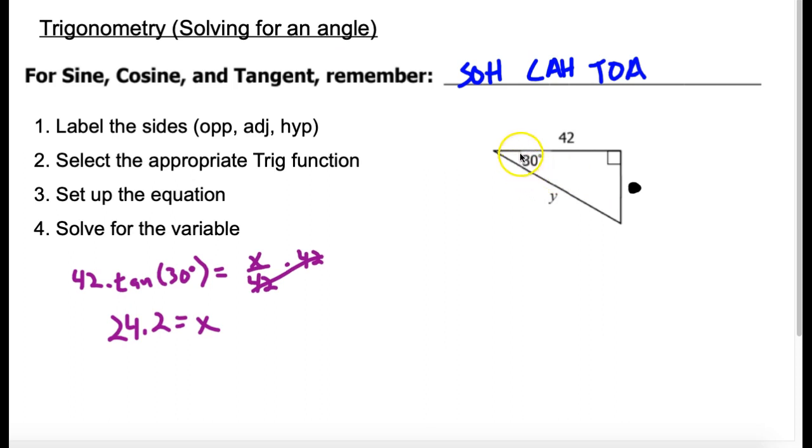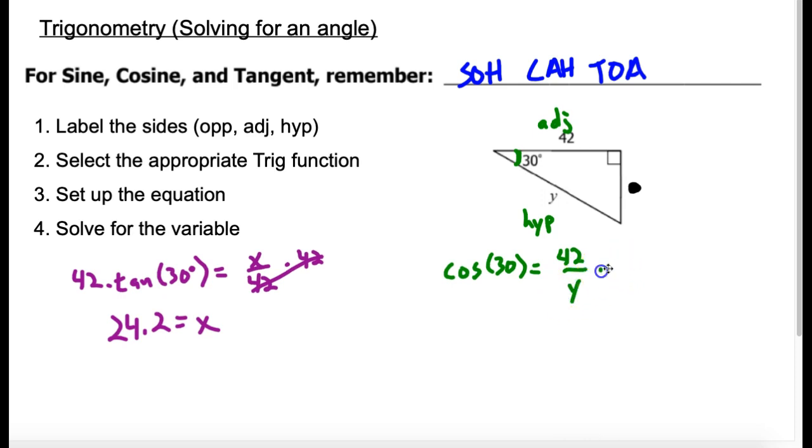So with respect to this 30-degree angle, the y is the hypotenuse because it is opposite the right angle. 42 then is the adjacent side. So the trig function that deals with adjacent and hypotenuse is cosine. So my setup here would be cosine of 30 degrees equals adjacent over hypotenuse. So this will be equals 42 over y.